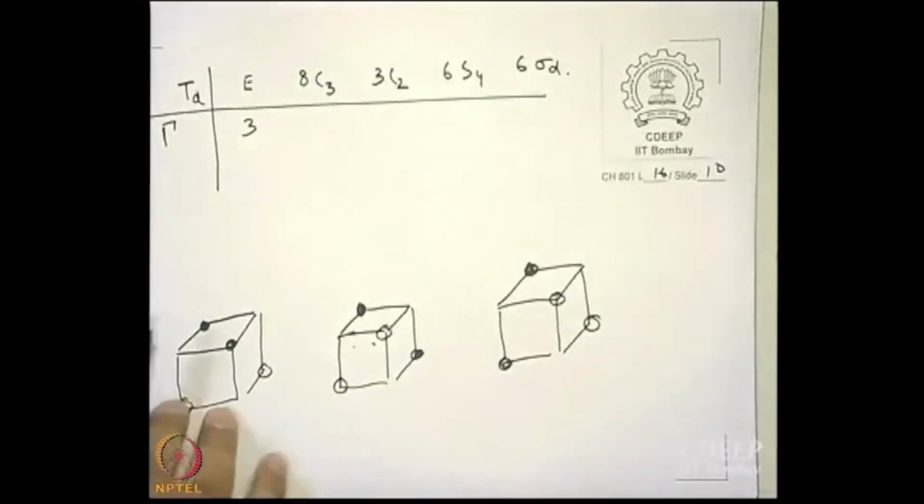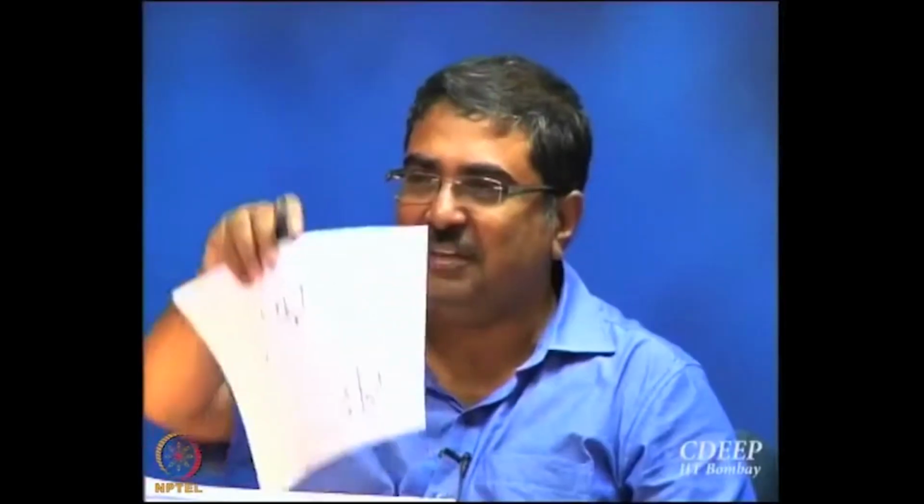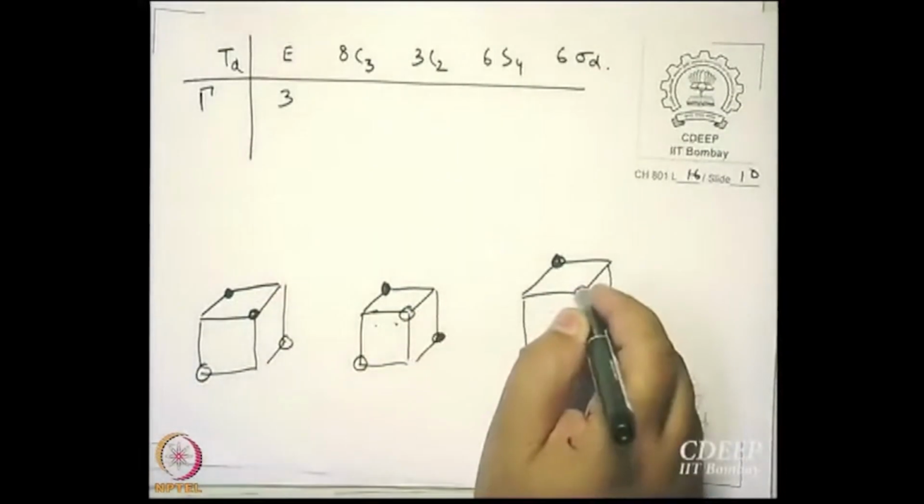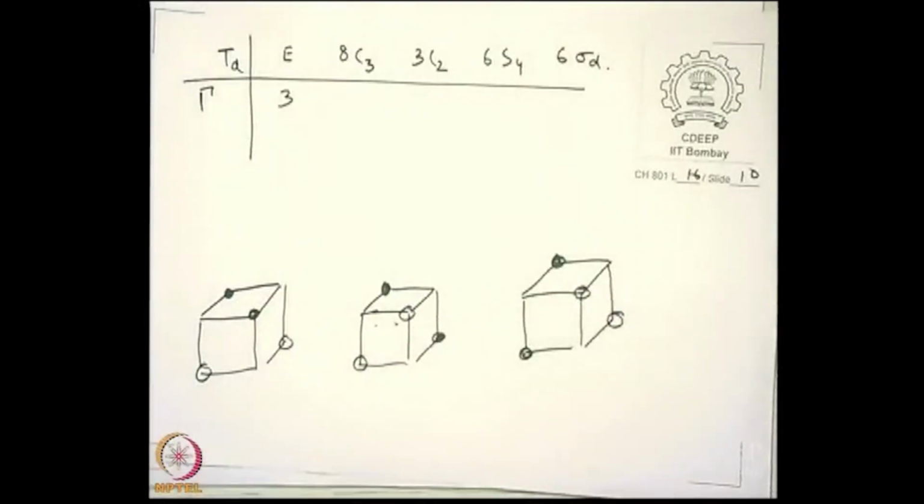Work it out if you want. It's a little too problematic. Fine. So now what do we have? We have 2 kinds of SALCs. One is totally symmetric, the other is triply degenerate. Now, if you look at this, will you agree with me that symmetries of these match the symmetries of the p orbitals?